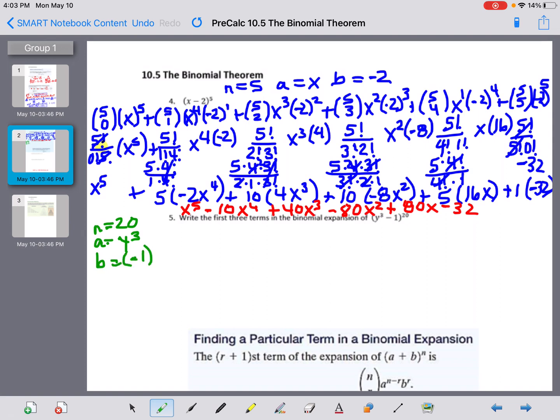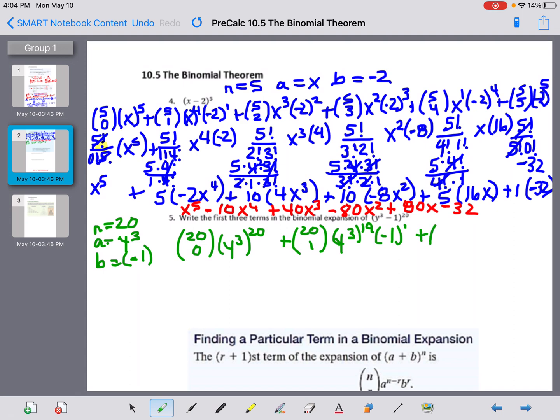Okay. So for my first term, it'd be 20 above 0, my first term of y to the 3rd to the 20th. Okay, plus. Now I'm 20 above 1, and it's going to be y to the 3rd to the 19th power. And then I bring in my next one, negative 1 to the 1st power, and together those powers make 20.